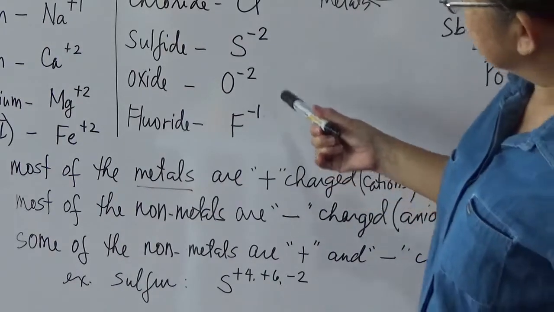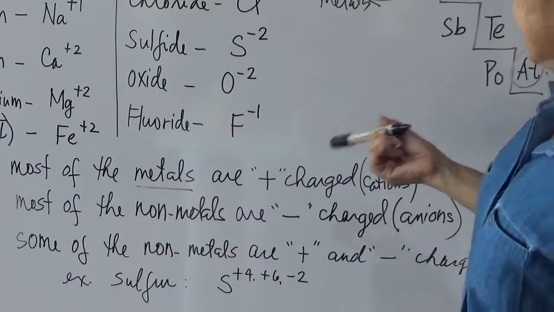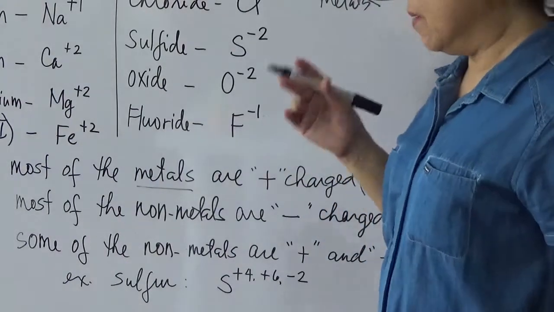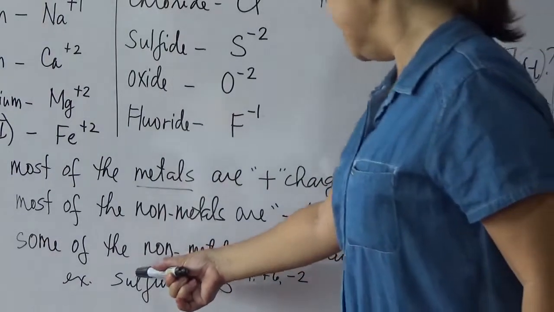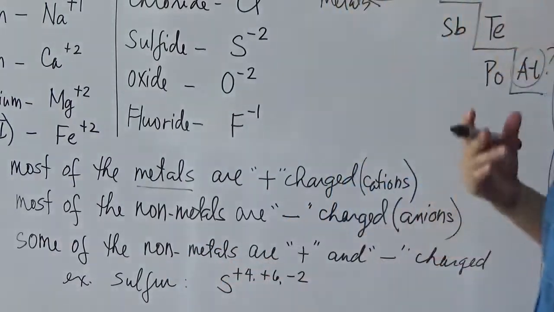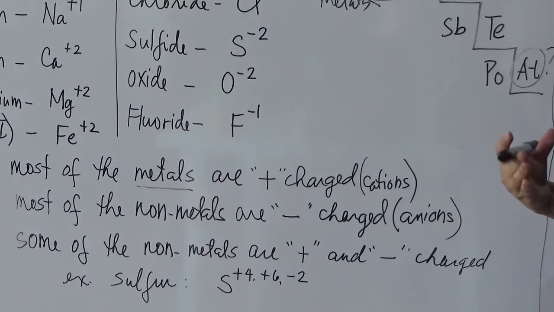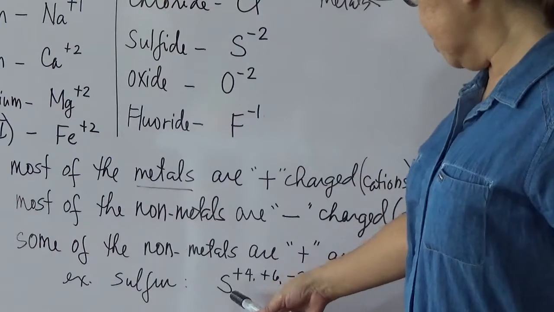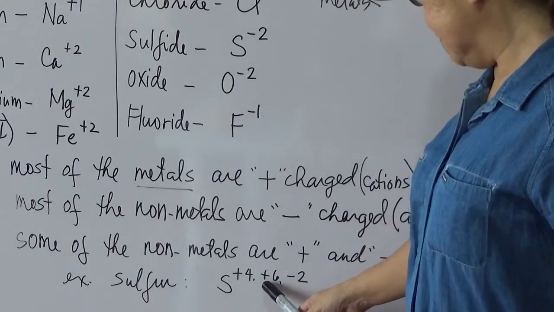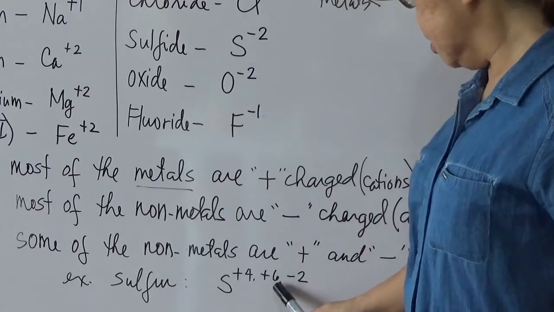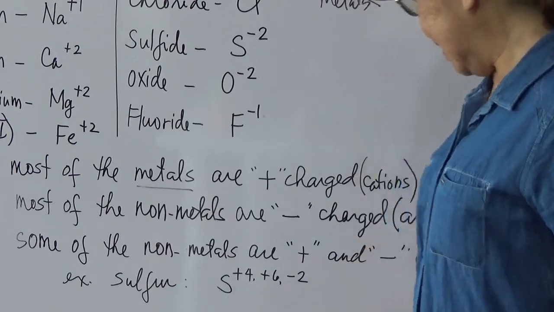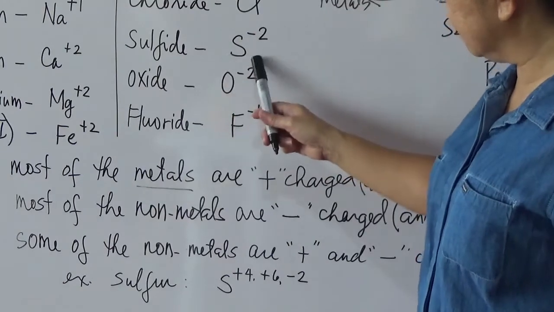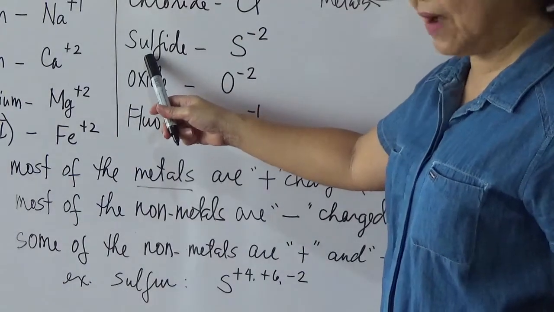Non-metals, for example, chlorine, -1. Oxygen, -2. Fluorine, -1. But there are also some non-metals which have both positive and negative charges. For example, sulfur. Sulfur is +4 and +6, so positively charged and considered a cation, and -2. So the sulfur here, at -2, is named as sulfide.